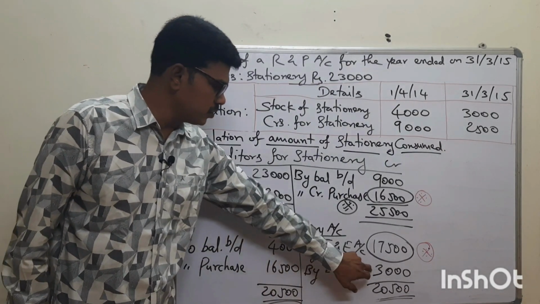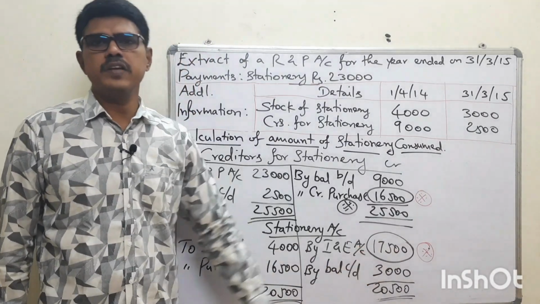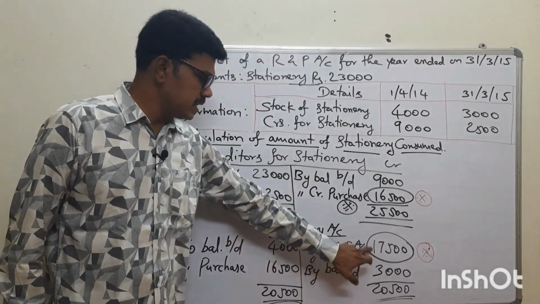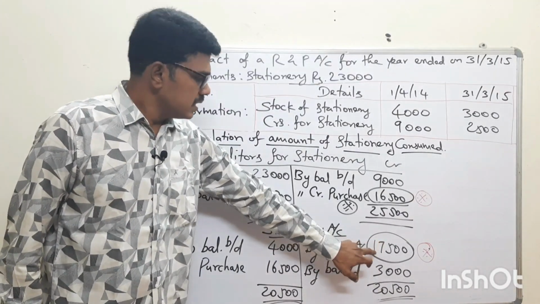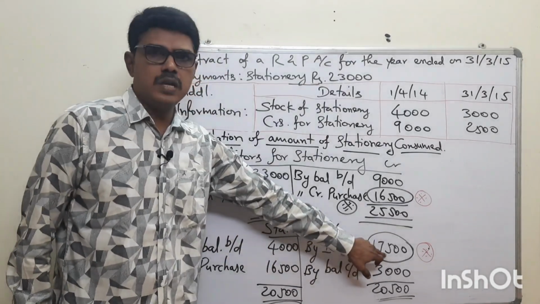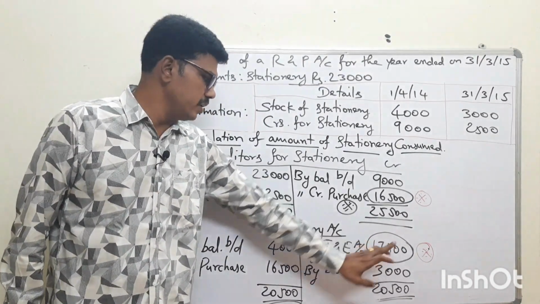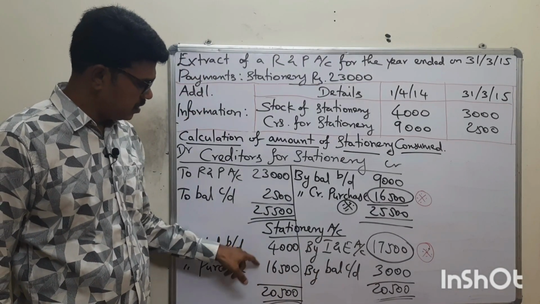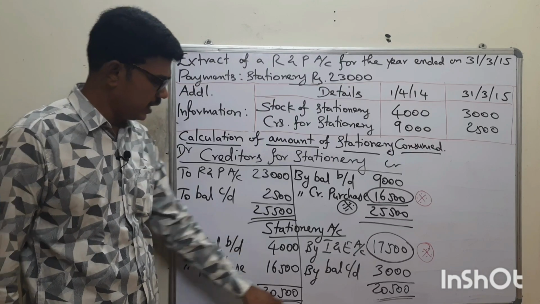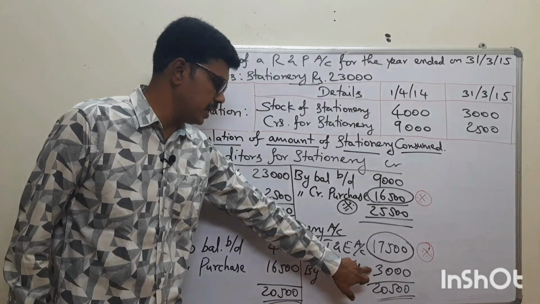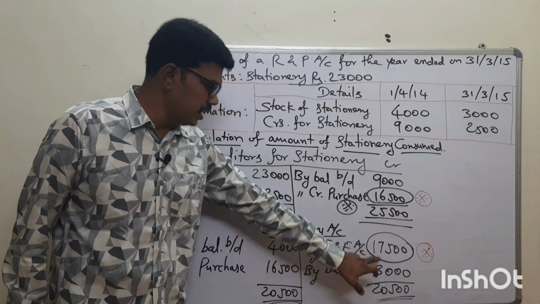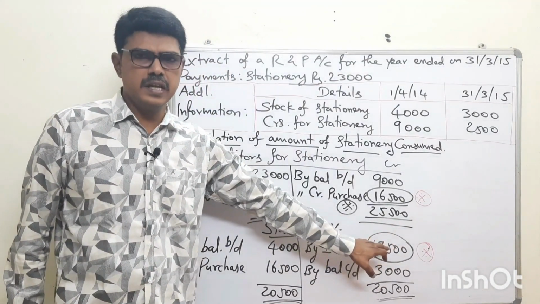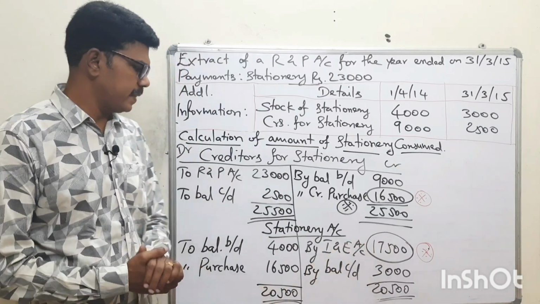Whereas, at the end of the year, we come to know that we have only 3,000 rupees remaining in the stock. Then we can simply understand that the balance amount is the actual consumption made during the year. So here we have to balance this account, right? This side the total is high, 16,500 plus 4,000, 20,500. Write the same total in the opposite side. If you subtract 3,000 from 20,500, you will get 17,500. This is the actual value of stationery consumed during the year, right?